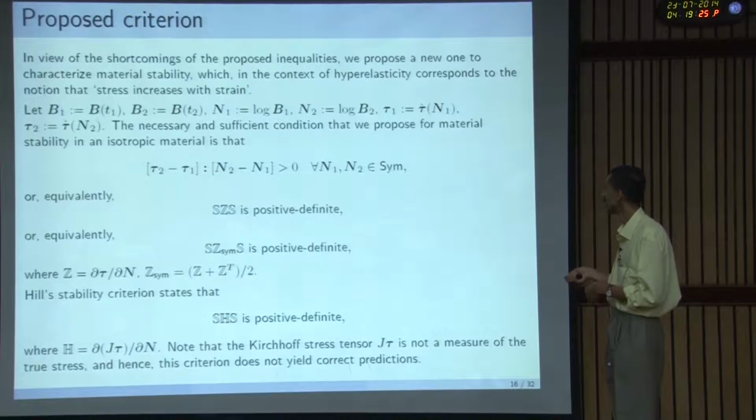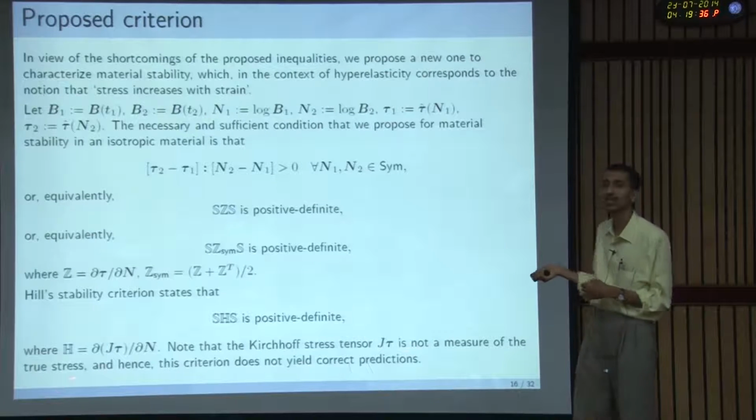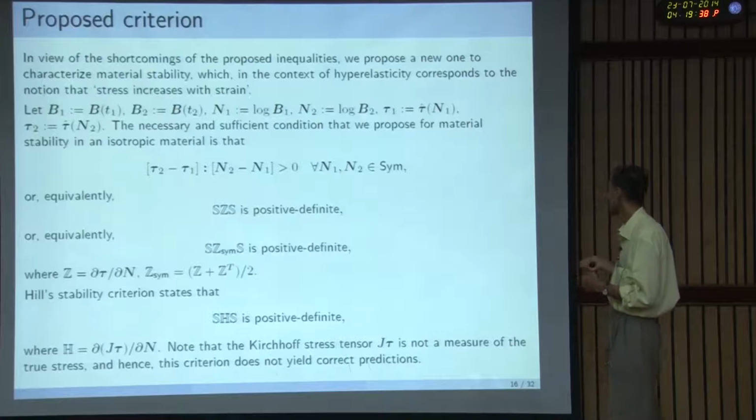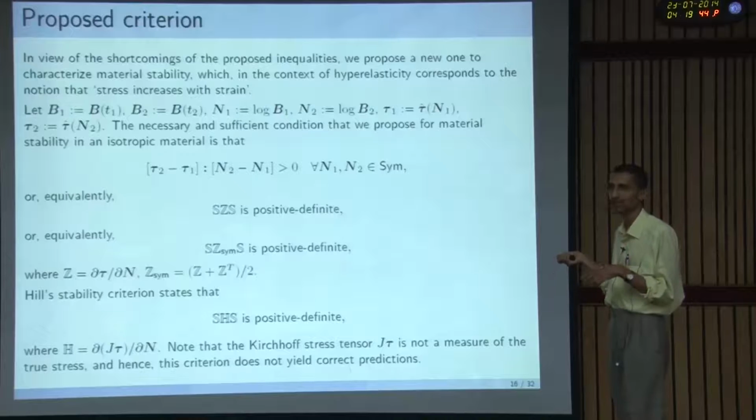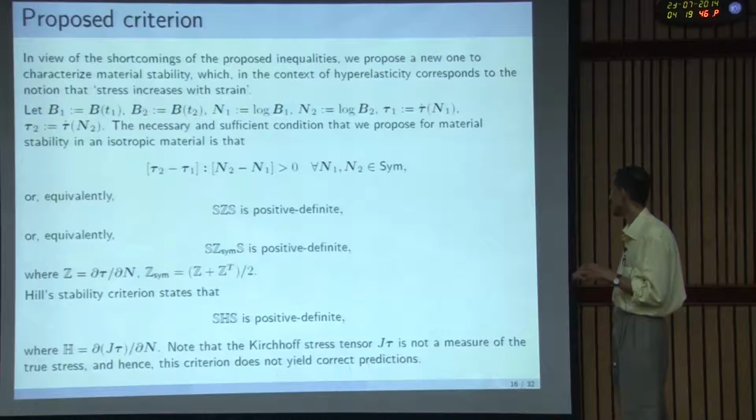Okay, so what about the Hill stability criterion? The Hill stability criterion is actually in terms of the derivative of the J term. But the problem with this criterion is that the Kirchhoff stress tensor is not a measure of the true stress. So that factor J is there, and that makes a difference actually. I will show that later. And so many times it does not yield correct predictions. So his criterion is that this tensor should be positive, whereas ours is that Z should be, where Z is without this J factor. This Z is the same as this one, except that this J is not there.